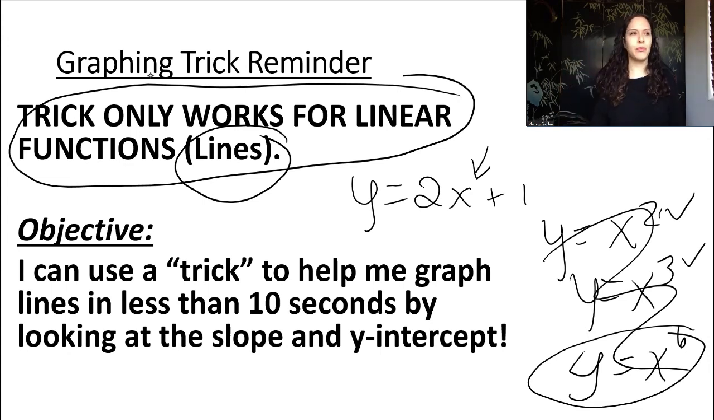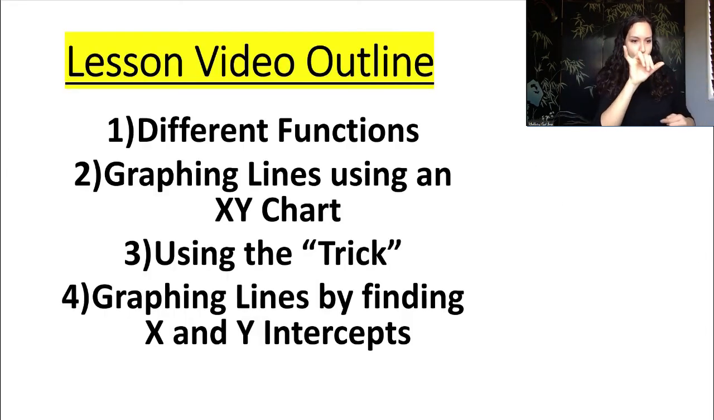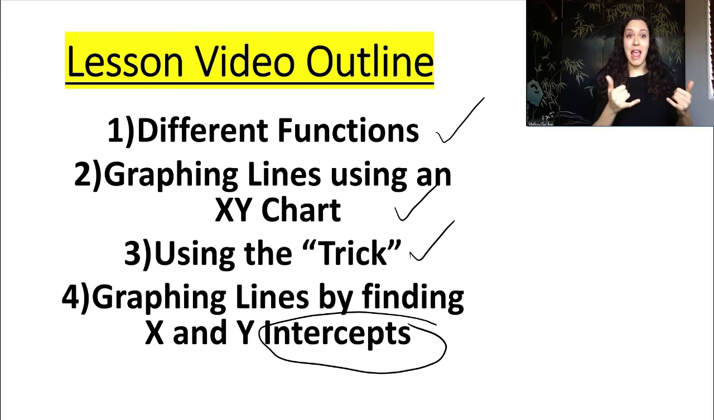Okay, so hopefully with learning the trick, you should be able to do it with practice in less than 10 seconds just by looking at the slope and the y-intercept. All right, so here's our lesson video outline. We looked at different functions. We use an XY chart. We use the trick. And now we're going to graph lines by finding intercepts.